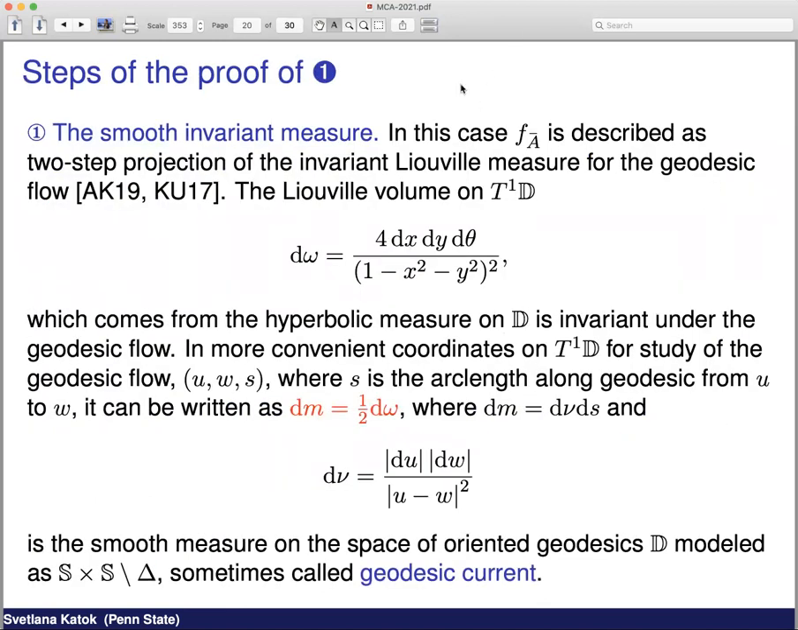Okay. Now, what are the steps in the proof of this entropy formula? Well, first of all, the smooth invariant measure. The Liouville measure on the unit tangent bundle to the disk is given by this standard formula, which comes from the hyperbolic measure on the disk. It's invariant under the geodesic flow. There is another set of coordinates. Instead of x, y, and theta, we can look at u, w, and s, where s is the arc length along the geodesic from u to w.